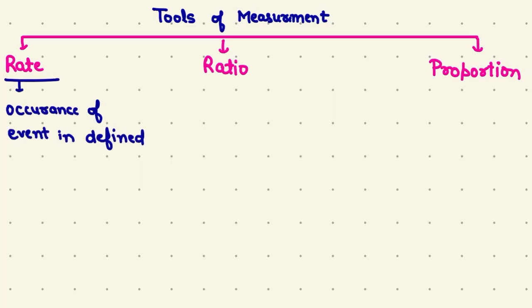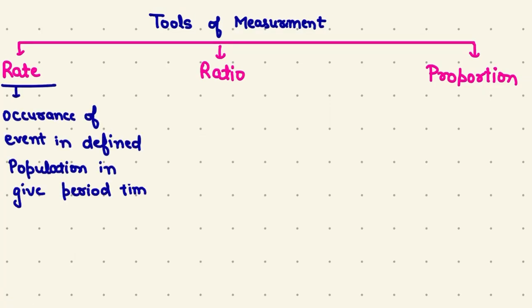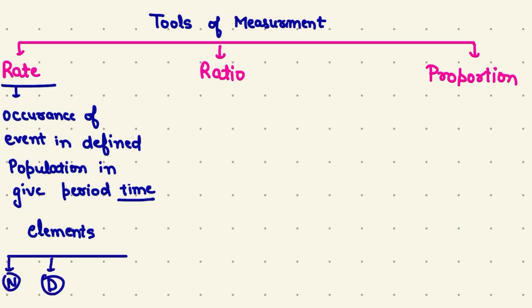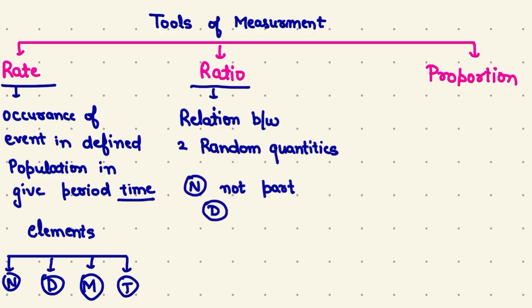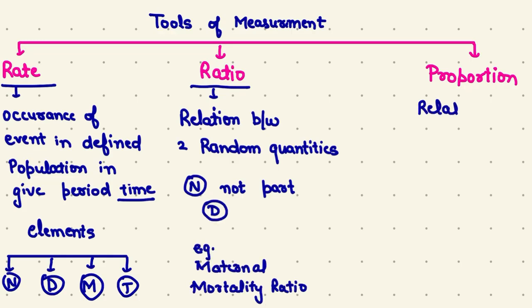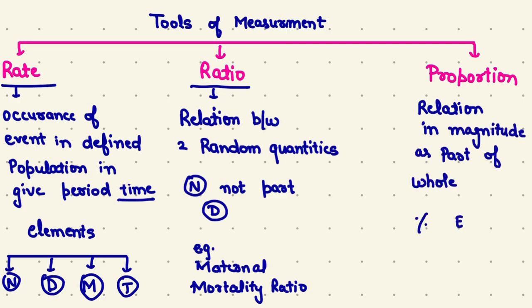Rate is the occurrence of an event in a defined population in a given period of time. इसके elements हैं numerator, denominator, multiplier and time. Ratio is the relation between two random quantities. Here the numerator is not part of the denominator. An example is maternal mortality ratio. Proportion is the relation in magnitude as a part of the whole. Percentage में express करते हैं.